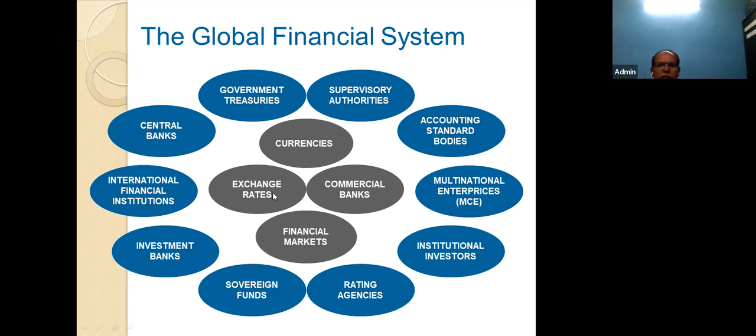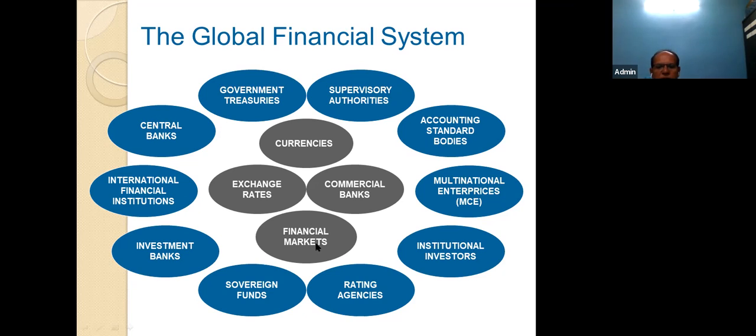But when you deal on a global level, you want to have a surety of your exchange rate. So there are different terms used, such as forward and swap, that we will be discussing in the second unit. But right now, just remember that exchange rates are also playing an important role in the global financial system.